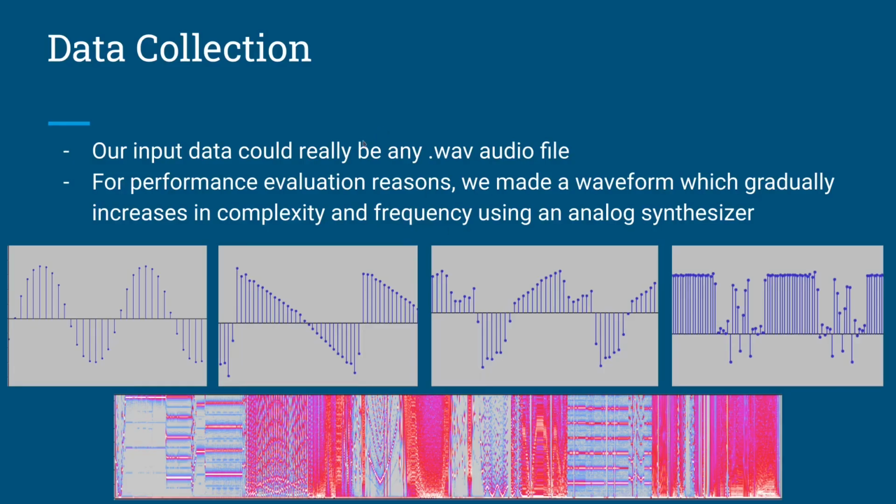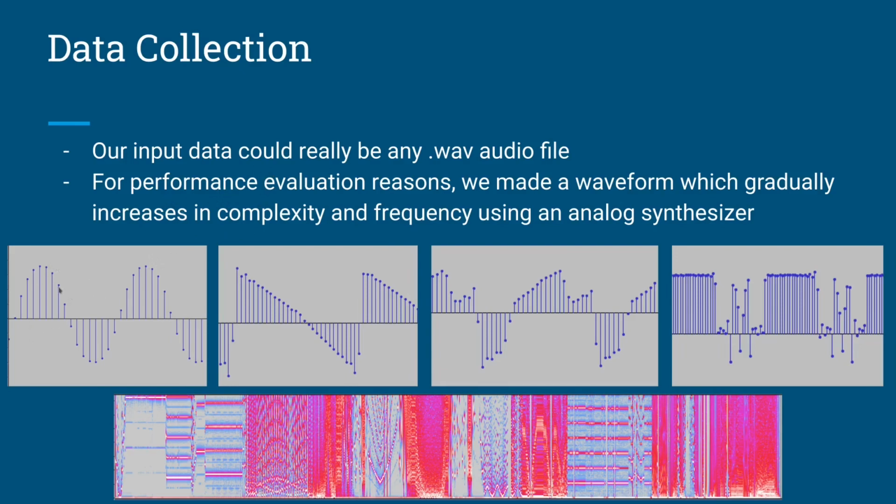To do this, we needed to collect some audio files so that we could work with. For this, we used the oscillator that you saw at the beginning of those slides, that module there. Our input data can be really any wave file, but we wanted to use simpler waves so that we could actually evaluate how they performed visually. We made a waveform which gradually increased in complexity and frequency using that analog synthesizer.